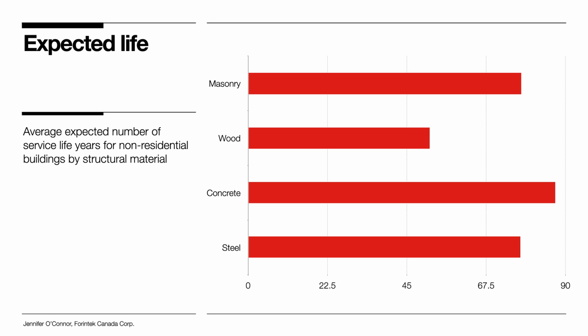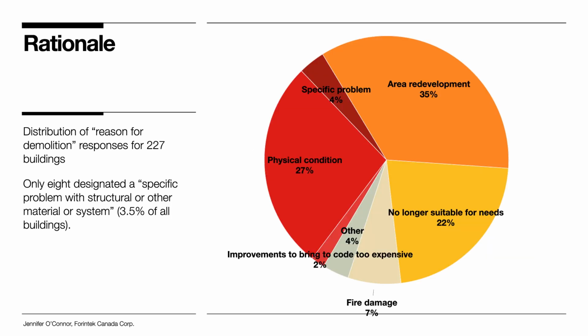This is a fascinating study by Jennifer O'Connor, at the time with FPInnovations Canada, now with the Athena Institute, who studied what caused the end of life of hundreds of buildings in American cities. And in this particular study, she looked at Minneapolis, over 200 buildings, these primary materials, right, all of which could, in theory, last longer than 100 years. The average life of buildings was much shorter than that. Here's what's really fascinating.